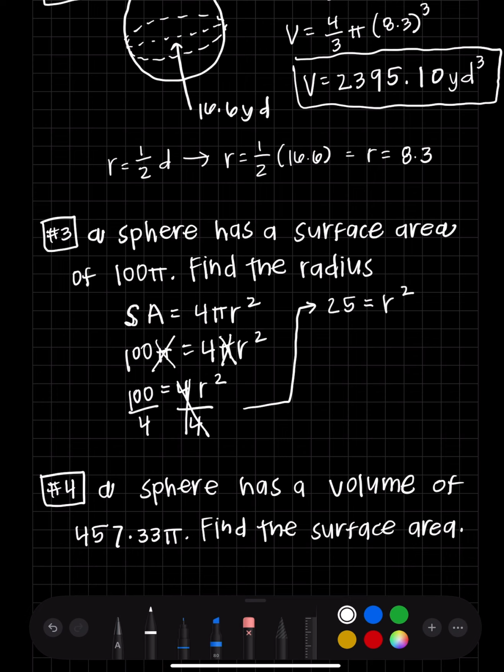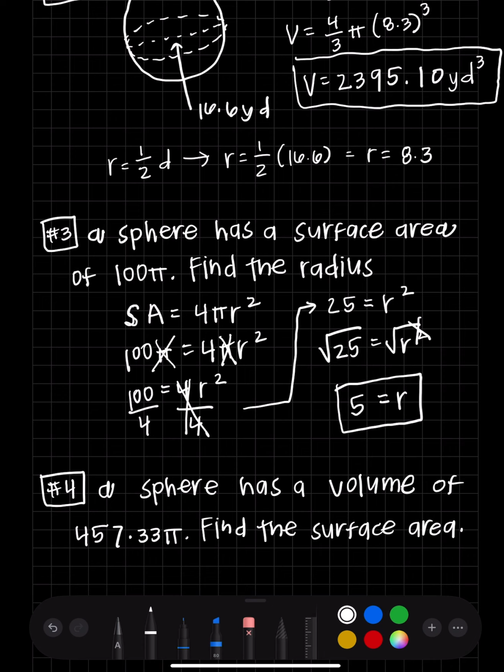All right, and then how do we get rid of a squared? We would square root it. So we're going to square root both sides. We have the square root of 25 is equal to the square root of r squared. The square root and the squared cancel each other out, so I'm just left with r over here. And on the other side, we have the square root of 25, which is 5. So that tells me that my radius is equal to 5. And that's my answer, because the goal was to solve for radius.